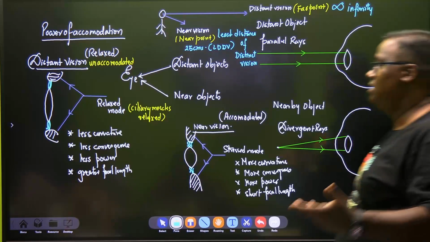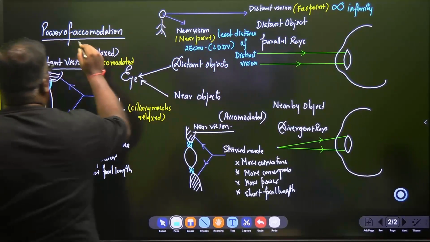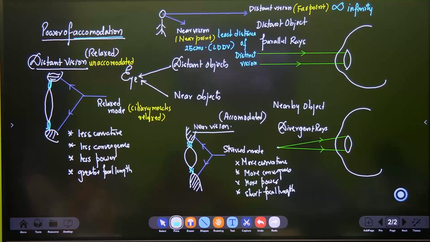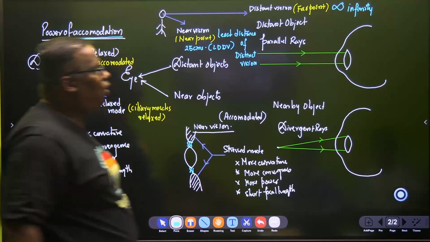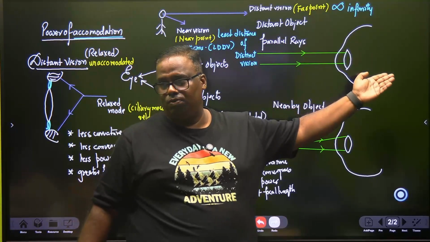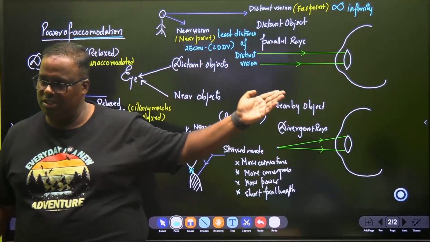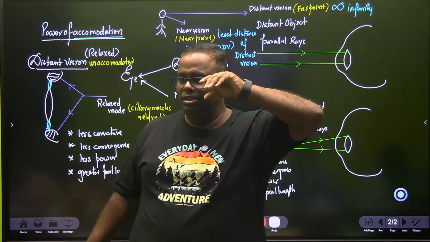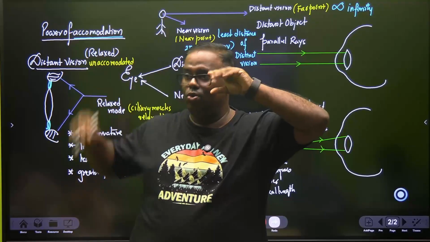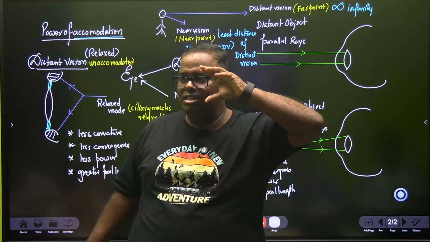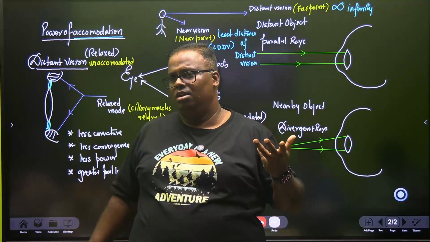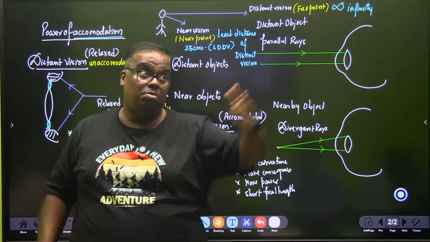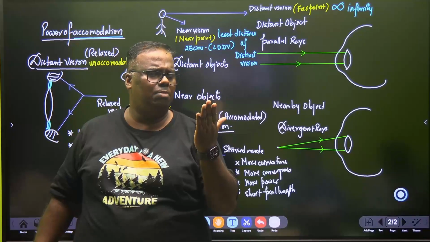Now comes, sir, how do you define this word called accommodation? The ability of the human eye to form an image of a far off and a nearby object at the retina by adjusting the focal length, curvature, converging power of its eye lens is called accommodation. What is the accommodation of my eyes? My ability to be able to see far off as well as nearby.